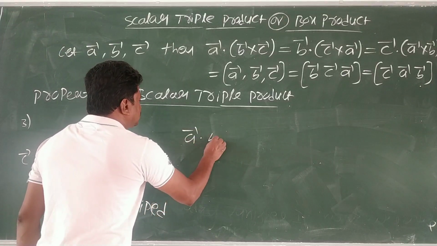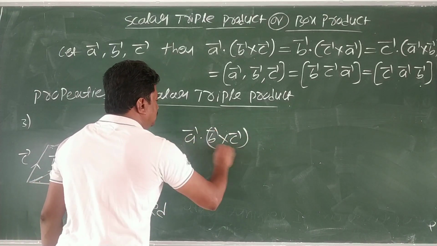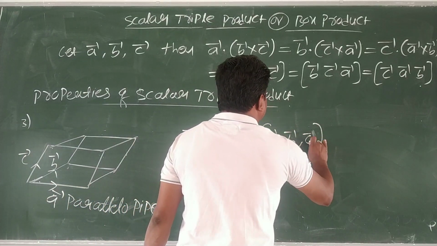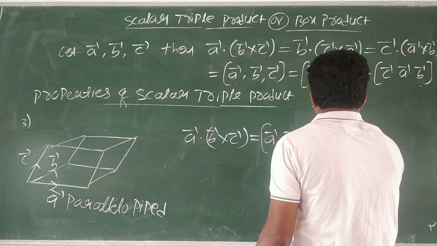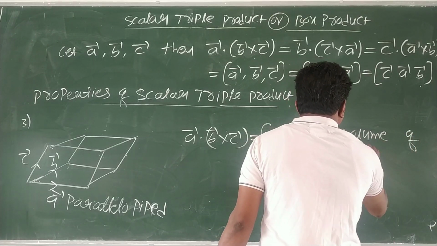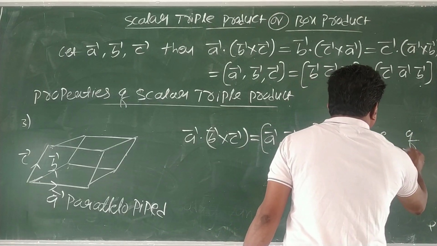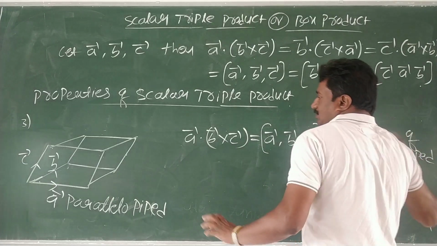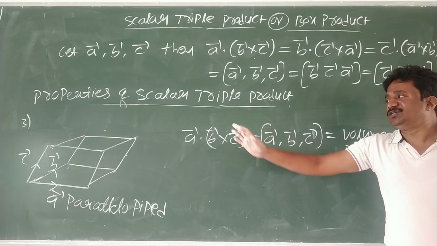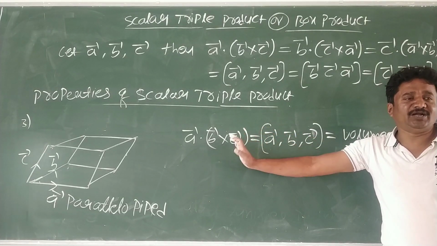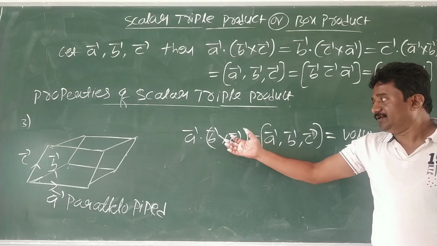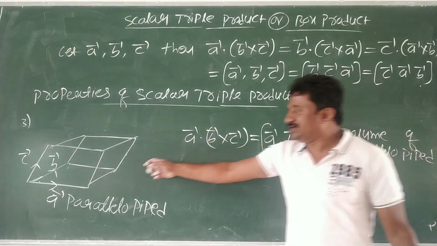box A dot B cross C. What is box A B C? Box A B C represents the volume of this parallelepiped. Volume of the parallelepiped. Keep that. Proof not required, students. Proof takes so much time. They won't ask proofs in your exam. If anybody wants the proof, send a message and I will send that. So proof not required.